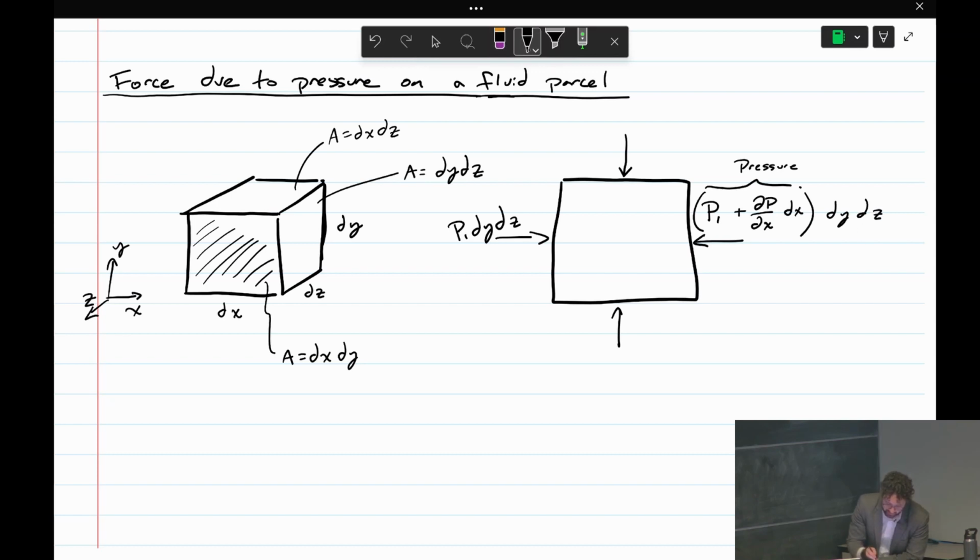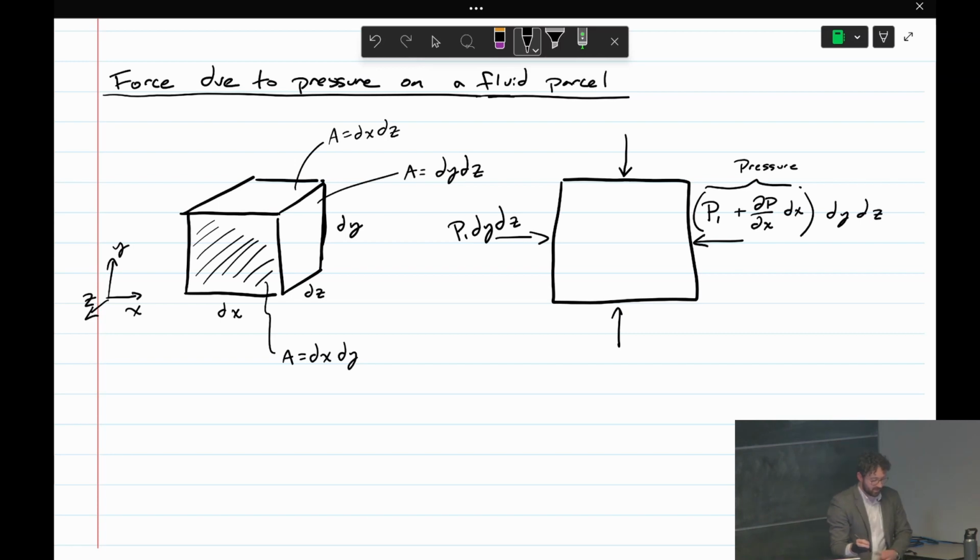So I'll explain that partial p partial x dx term. Partial p partial x gives us the rate of change of pressure as we move in the x direction. If we multiply that rate of change by the amount that we moved in the x direction, we get the new pressure value. So partial p partial x is the rate of change, and then we move dx. Remember the length of this is dx. So now we get the new pressure at dx away from the left face.